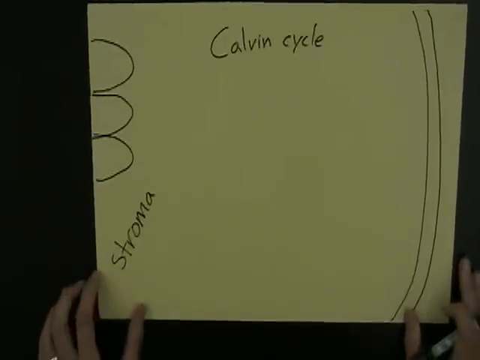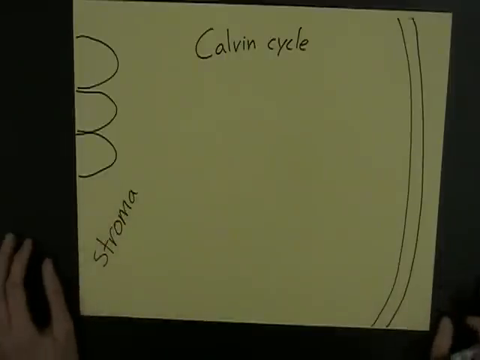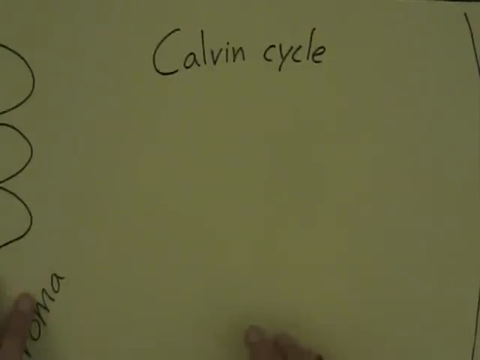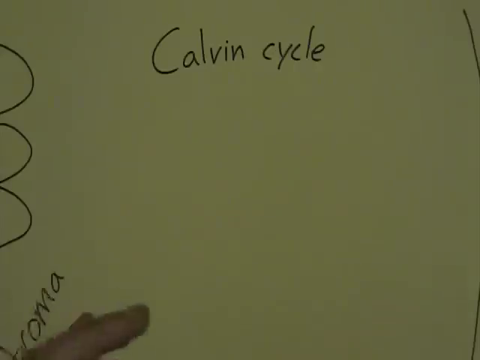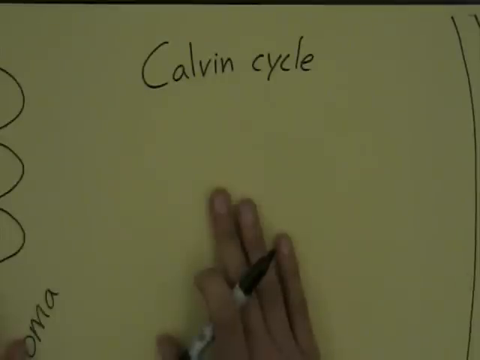I recommend that you have a similar piece of paper, or maybe a slightly smaller one, that you're drawing on as I go through, so that you can track what I'm drawing. So the Calvin cycle is all about producing sugars, and those sugars can be used by the plants to make all kinds of other molecules. Let's run through it.